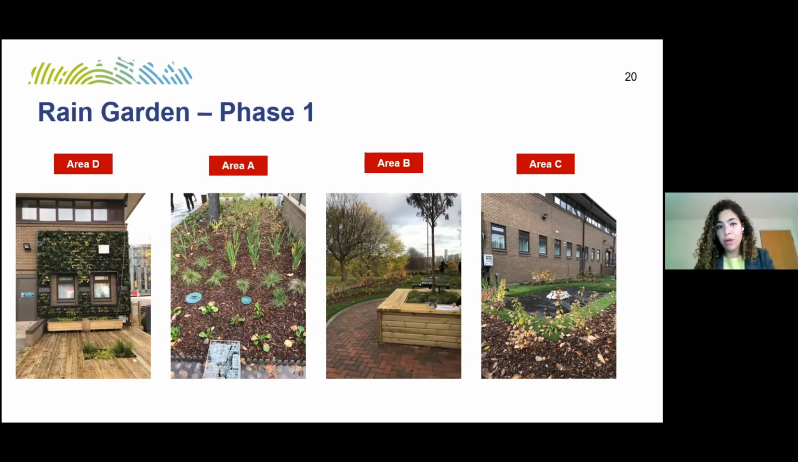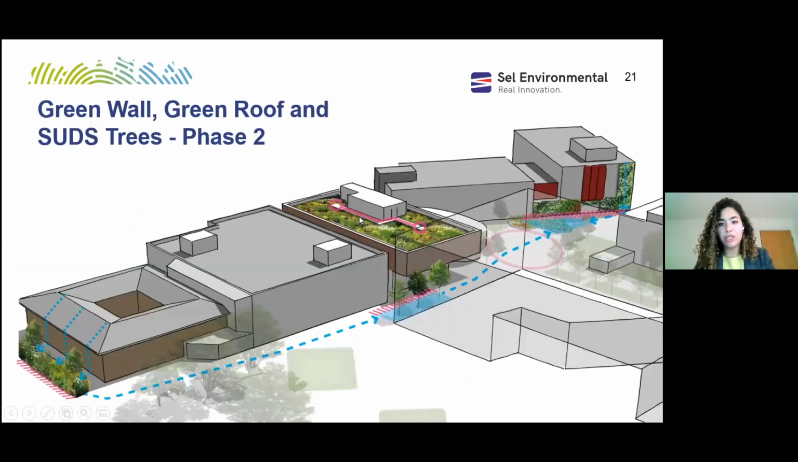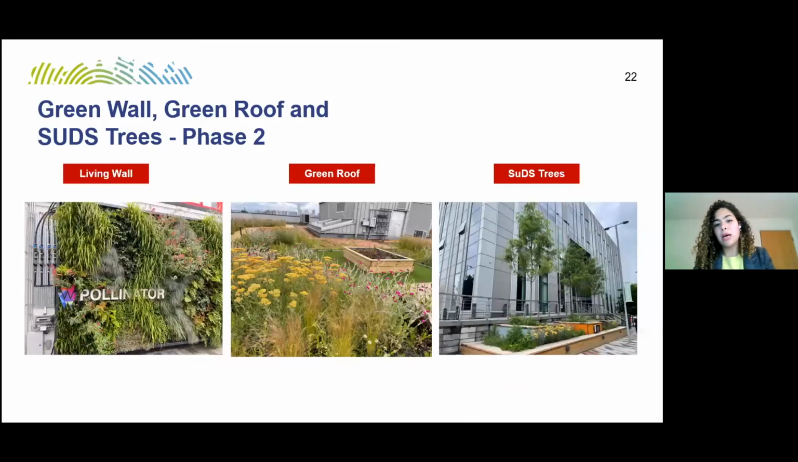If we go to the design of phase 2, we will see that it has basically been a connection between the living wall, the green roof, and the SuDS trees. And the idea here was, as I mentioned, to collate all those together through the attenuation volume in the middle, and making sure that this is the heart of phase 2. And making sure that the water is pumped back whenever needed.